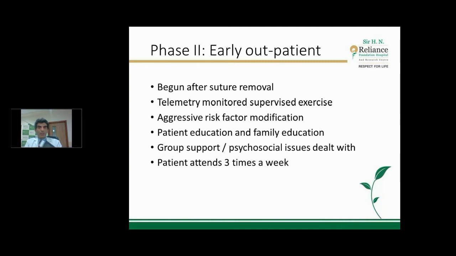Let me show you this. If you can see, this is a small piece of equipment. It's a telemetry monitor. So to this, we attach the ECG electrodes. We attach these leads.